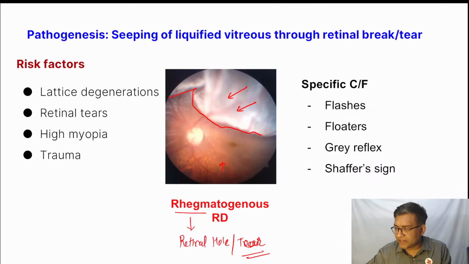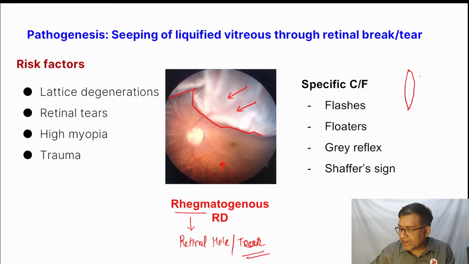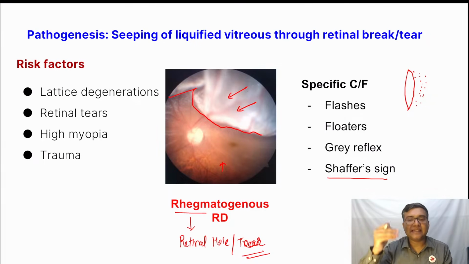So what is basically Scheffer sign? When we see the patient on the slit lamp, in the anterior vitreous, you can see the cells or the pigments. This is basically called the Scheffer sign. And if you are seeing a Scheffer sign, that means the patient is having a rhegmatogenous retinal detachment.